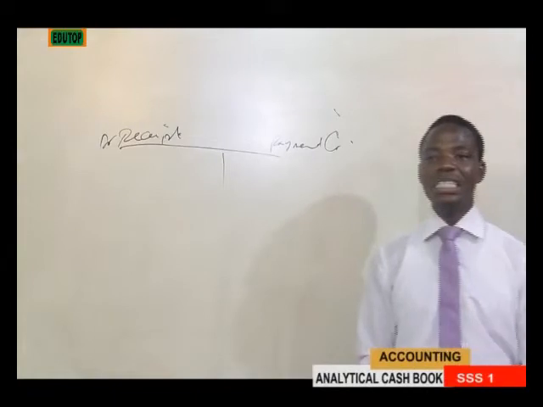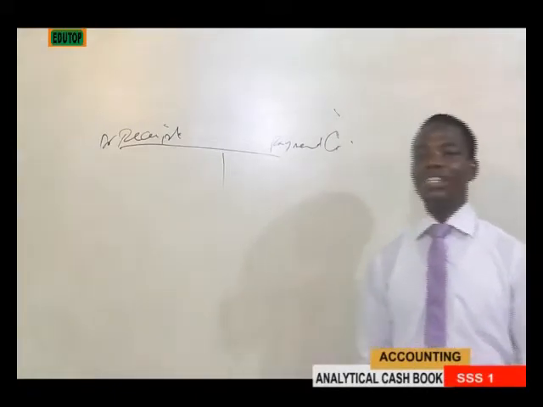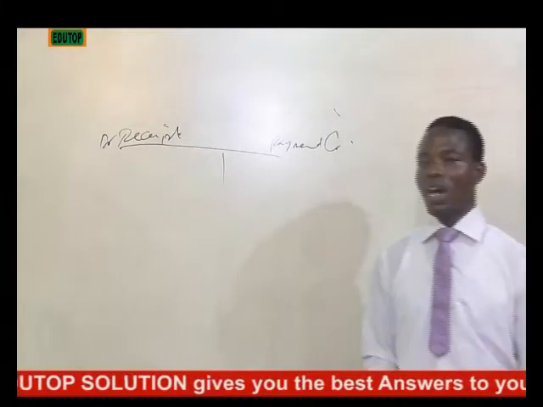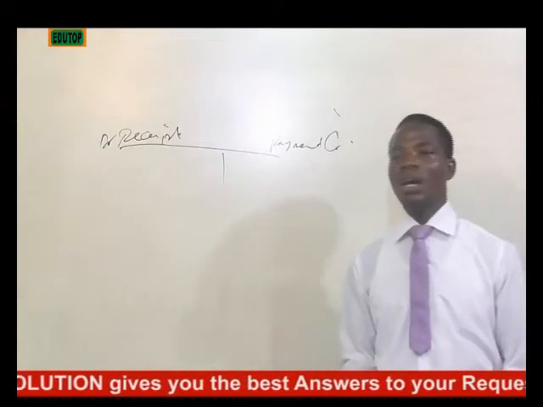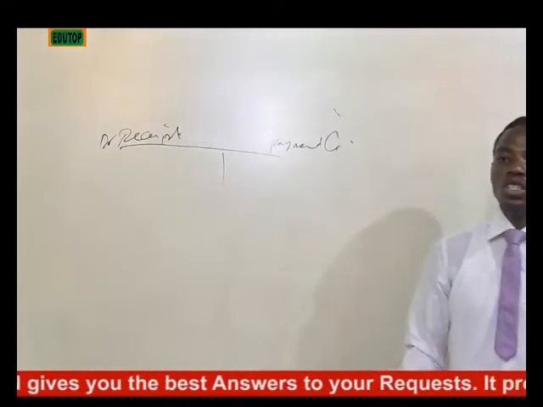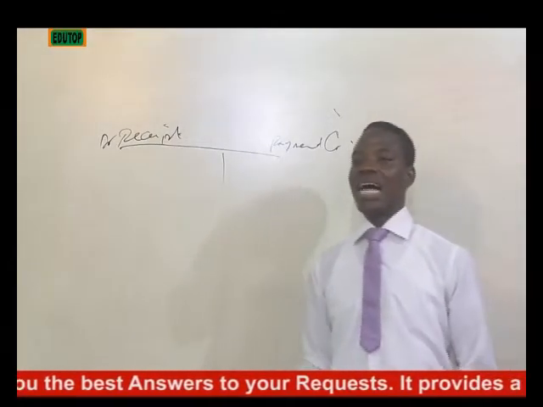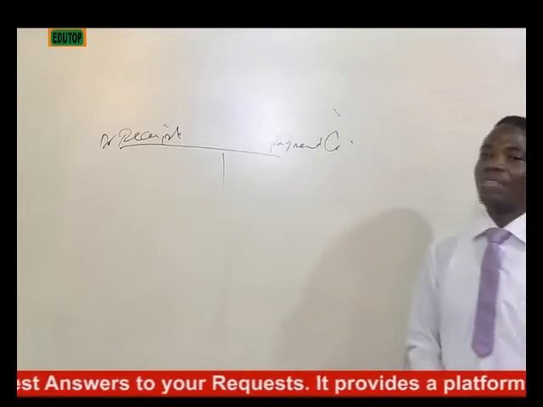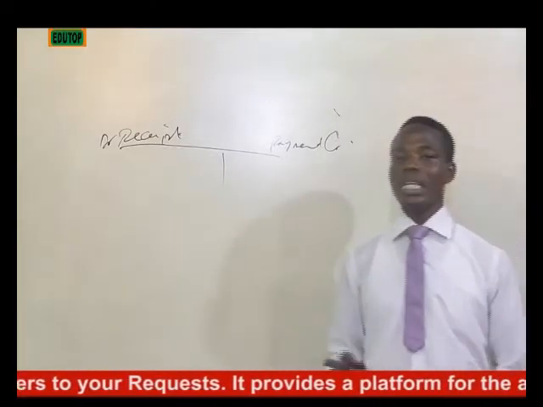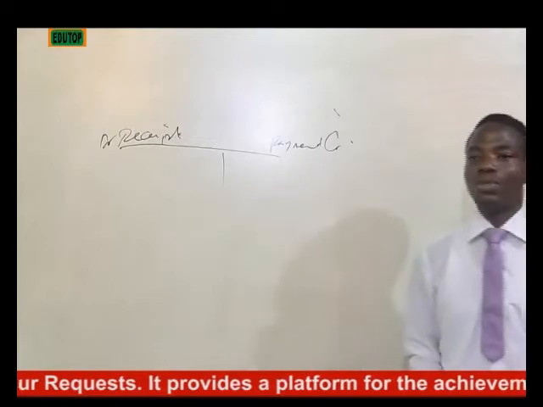So you know the balances of your cash at the end of the month. We prepare the CASHBOOK on a monthly basis, so you know the balances of your cash at a glance after the CASHBOOK has been prepared. Then what are the types of CASHBOOK?